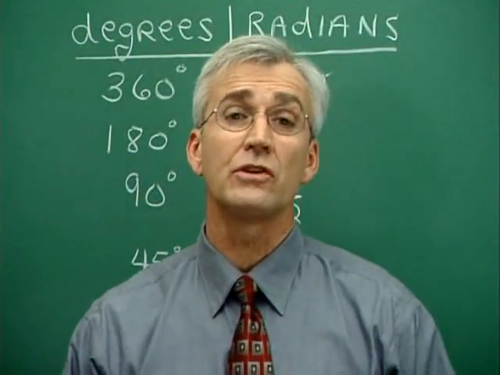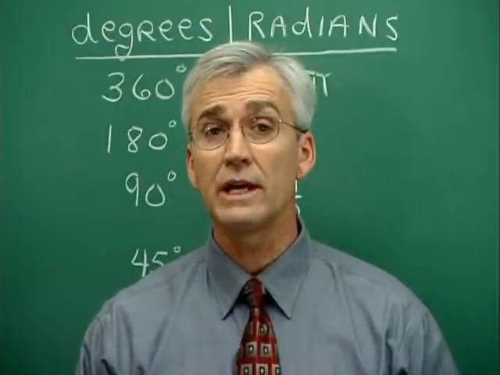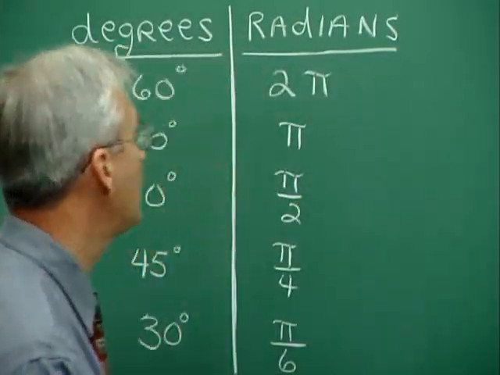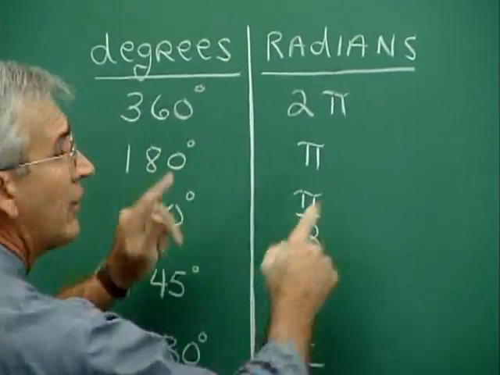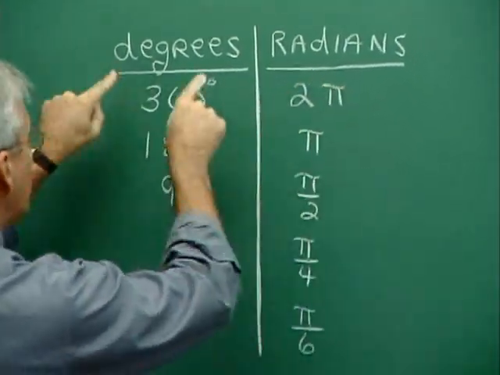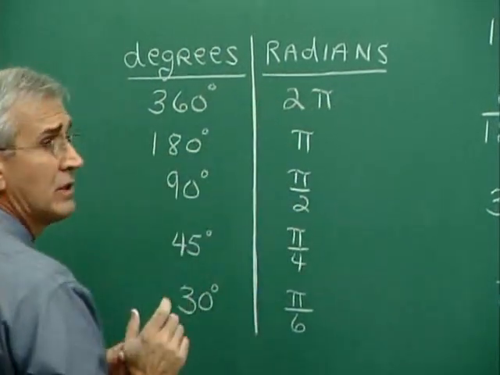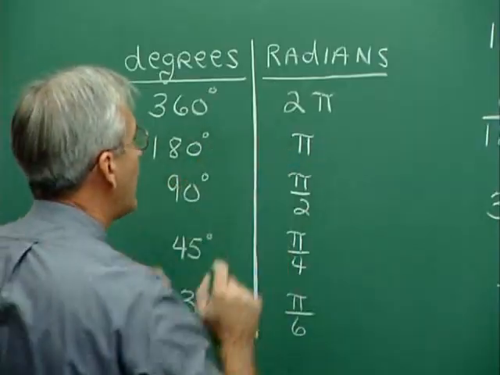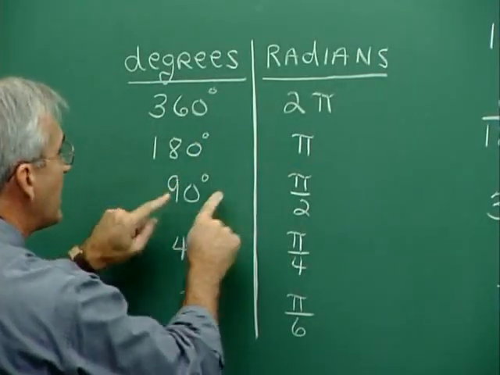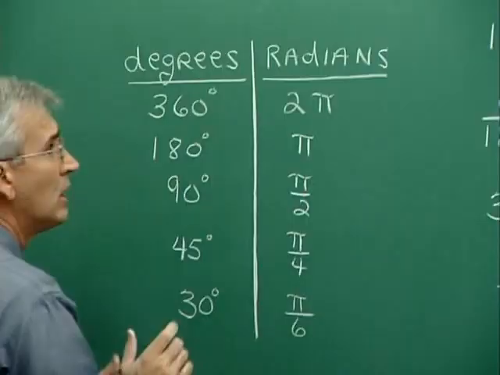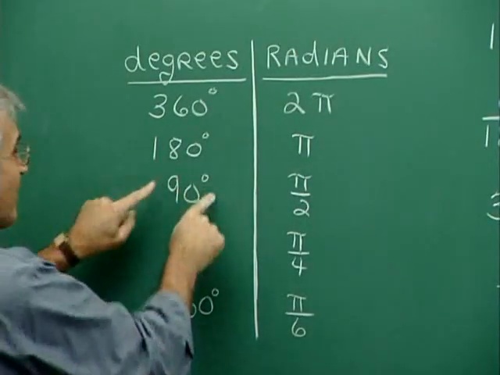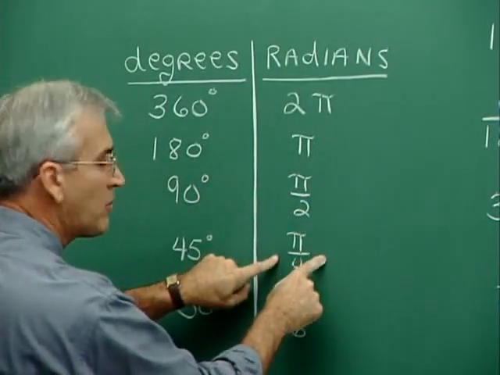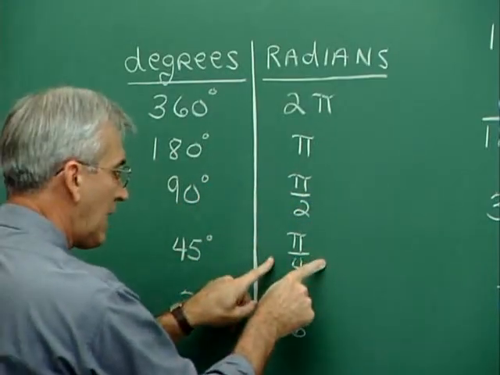Let's establish a relationship between angles measured in degrees and angles measured in radians. It's pretty easy to do because we know that one full revolution in degrees is 360 and in radians it's 2 pi. So 360 degrees is equal to 2 pi radians. And then half of each of these means that 180 degrees is equal to pi radians. And half of that, 90 degrees, is equal to half of this, pi over 2 radians. And half of that, half of 90 degrees is 45 degrees, so half of pi over 2 is pi over 4. So 45 degrees is equal to pi over 4.